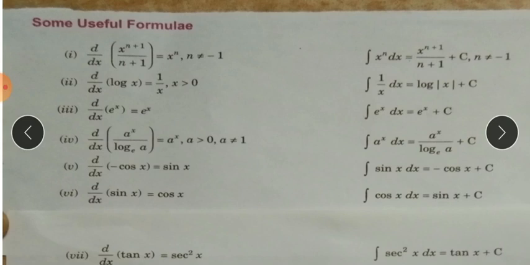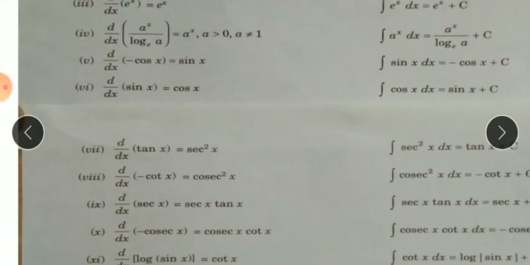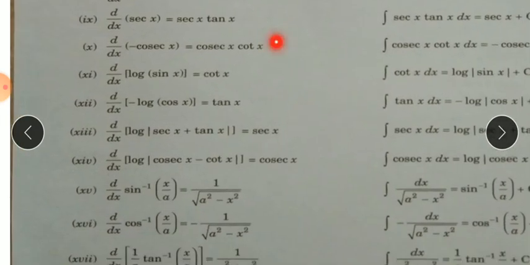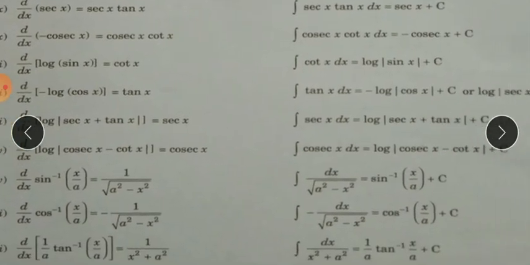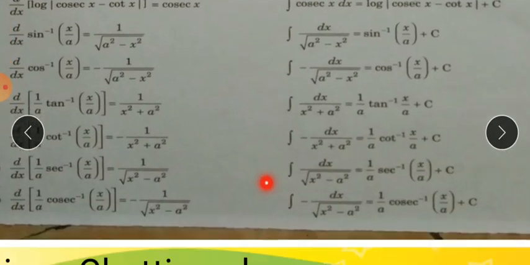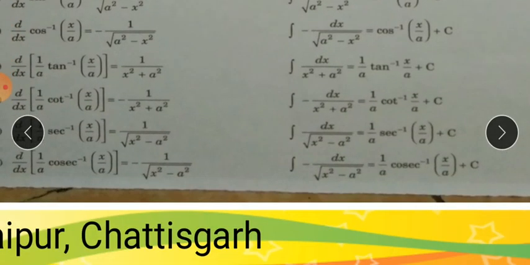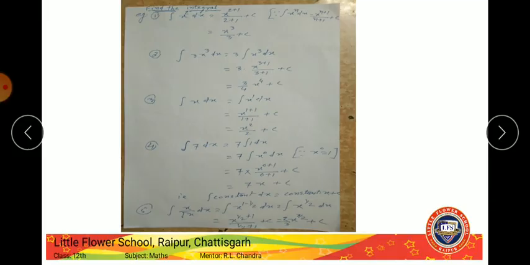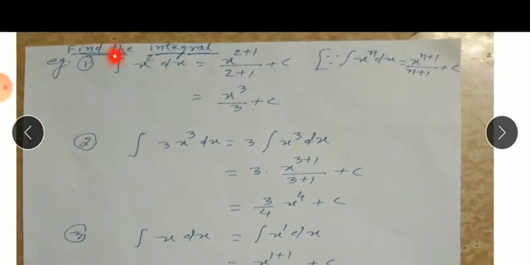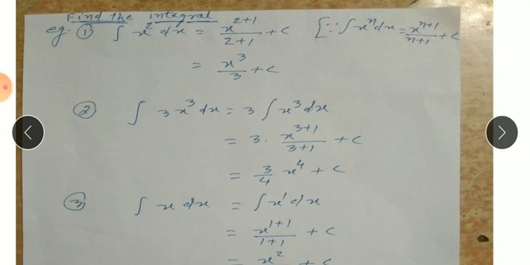In the same way we can see all the formulas. Refer all the formulas. These are very helpful to solve the integration. All the formulas are important. You must learn them so that you can apply them properly. Now see some examples. Find the integral.